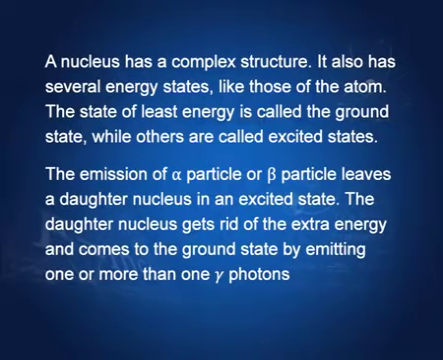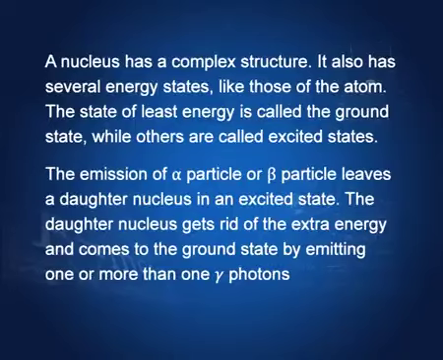A nucleus has a complex structure. It has several energy states like an atom: ground state, first excited state, second excited state and so on. In the nucleus also we have such a structure. So, a nucleus has a complex structure. It also has several energy states like those of the atom. The state of the least energy is called the ground state, just like in the atom. The ground state of the atom has the least energy.